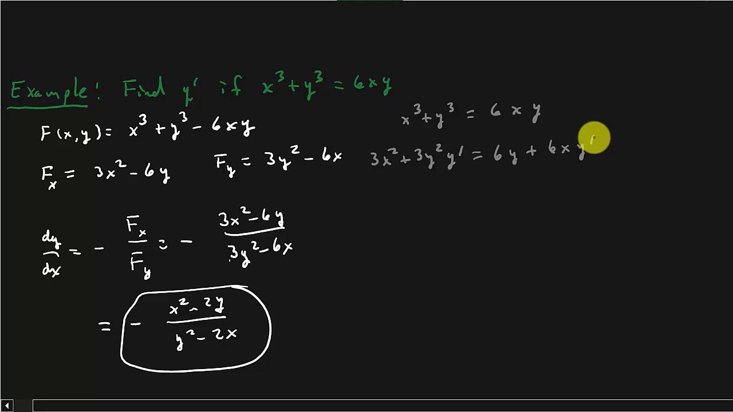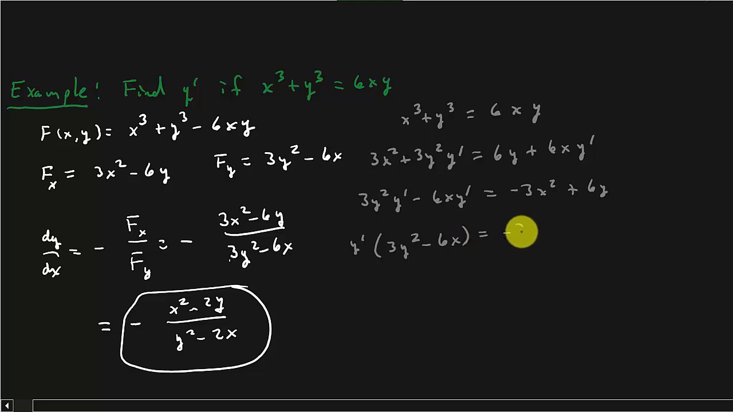Okay, and then this is going to give us 3y squared y prime minus 6xy prime. Remember, we're solving for y prime now, equals 6y minus 3x squared. And I tell you, let's put the minus 3x squared plus 6y. It doesn't matter if we put the 3x squared first or last. It makes no difference. And then we get y prime times 3y squared minus 6x.